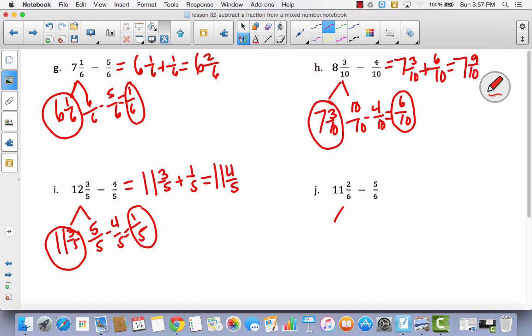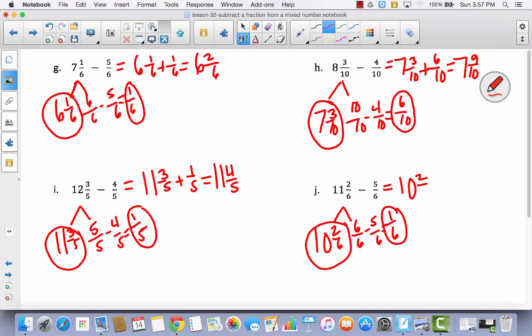Okay, so last one here, 10 and 2 6s and 6 6s. I'm going to take away 5 6s from 6 6s, and that leaves 1 6. And I'm going to add this part of my number bond to this part of the number bond to get a total. 10 and 2 6s plus 1 6 equals 10 and 3 6s.